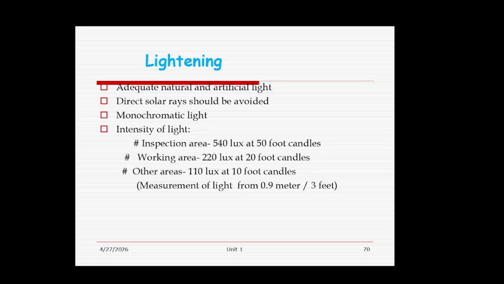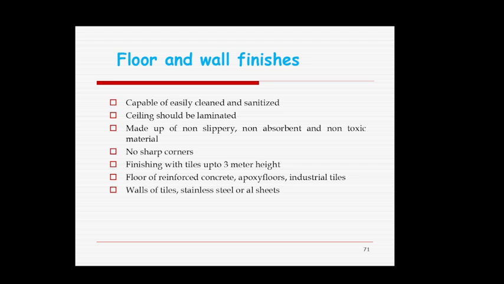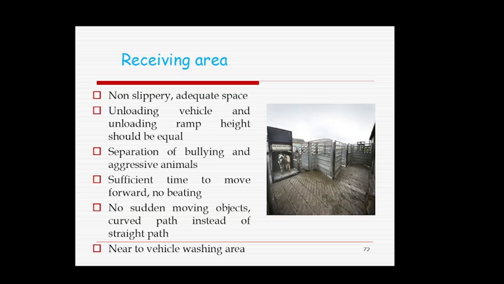Lighting: as I told you before, for the inspection area it is 540 lux, working area 220 lux, and other areas 110 lux. Floor and wall finishing should be non-slippery, non-absorbent, and non-toxic. The receiving area should be non-slippery and should have adequate space where vehicles can be unloaded and can move forward without any beating.